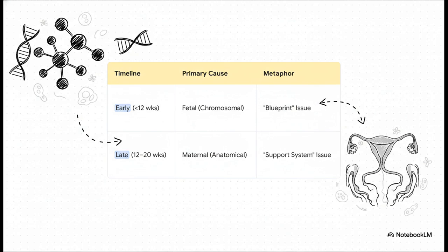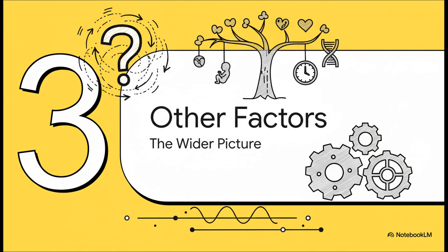And honestly, if you take one thing away from this explainer, this should be it. Early loss, before 12 weeks, is most often a blueprint issue, a problem with the fetus's genetics. Late loss, between 12 and 20 weeks, is way more likely to be a support system issue, a problem with the maternal anatomy or health. Of course, it's not always quite that black and white. There are other factors that can play a role in pregnancy loss at any stage, so it's important we touch on those to get the whole picture.